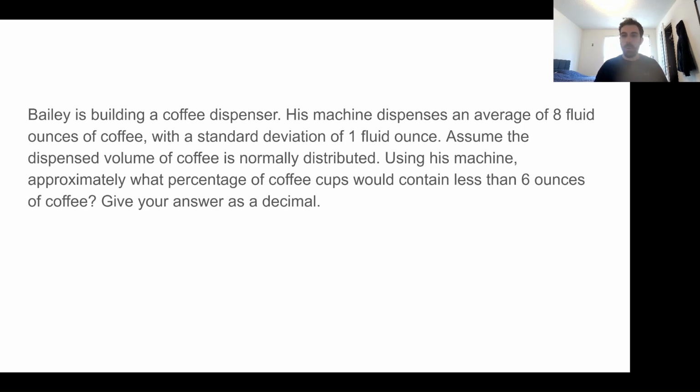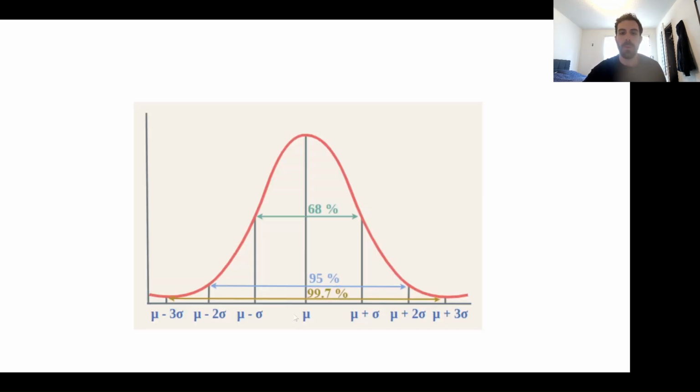So here we're told that the mean is 8 fluid ounces and the standard deviation is 1 fluid ounce. So if we go back to that chart on the empirical rule, you can replace mu, which is the population mean, with 8, and you could replace sigma with 1, right? So 8 minus 1 is going to be 7. 8 minus 2 is going to be 6. This is going to be 5, right? So you have 5, 6, 7, 8, 9, 10, 11.